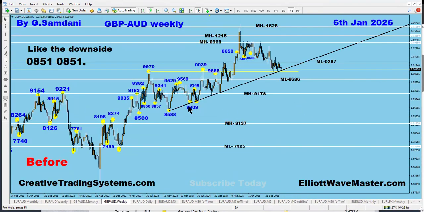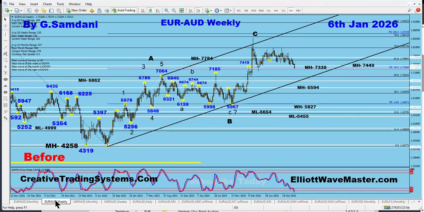Pound Aussie weekly chart, you can see this trend line here, and then this is a big support right there. These two highs, right? 0039 and 99.70. Now Aussie keeps getting strong, and that's why these two pairs are coming down, Euro Aussie and Pound Aussie, right?